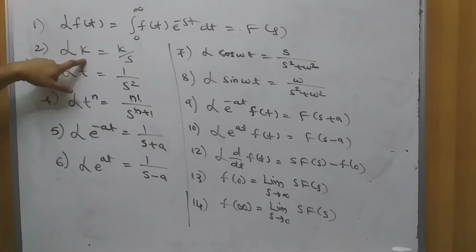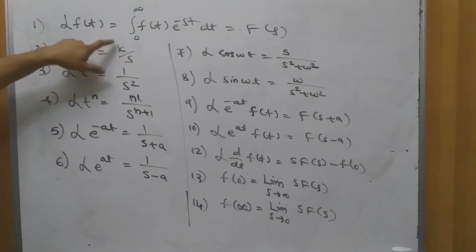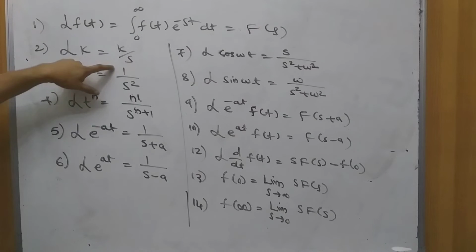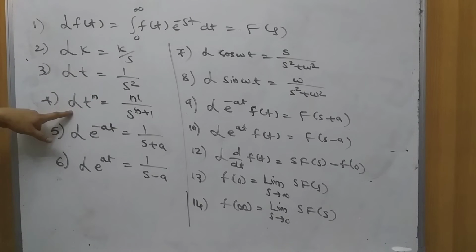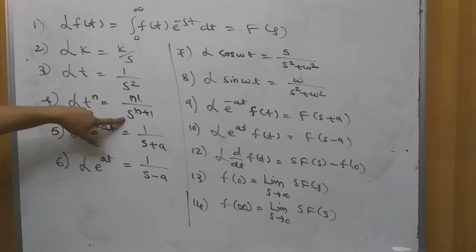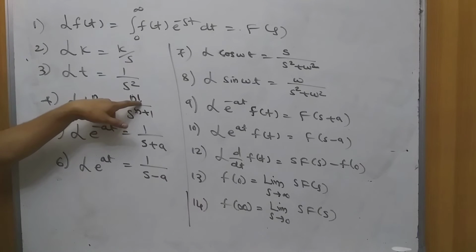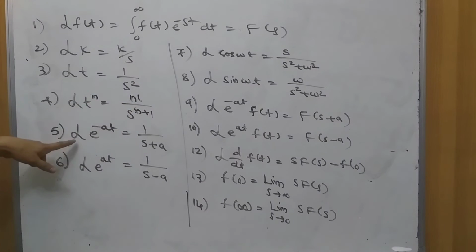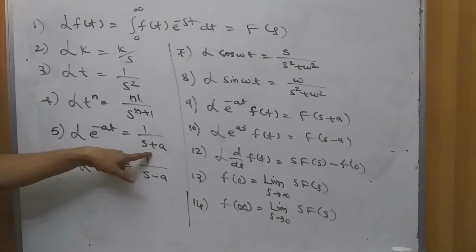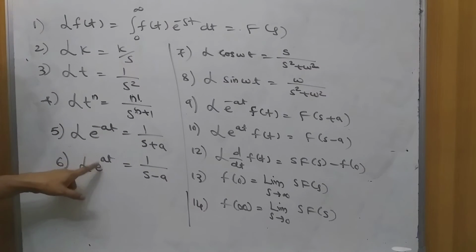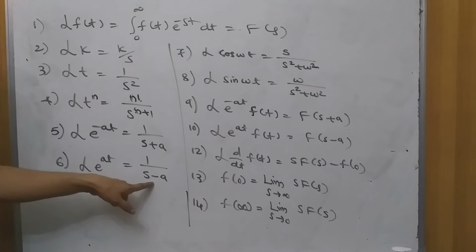Then the Laplace transform of a constant k is k by s. Laplace transform of t is 1 by s square. Laplace transform of t raised to n is n factorial divided by s raised to n plus 1, where n factorial is nothing but 1 into 2 into 3 and so on up to n. Laplace transform of e raised to minus at, it is minus here, so this is 1, the answer is 1 by s plus a. Laplace transform of e raised to at, we are multiplying by the term positive at, so we have to do the shifting in the s domain by s minus a.